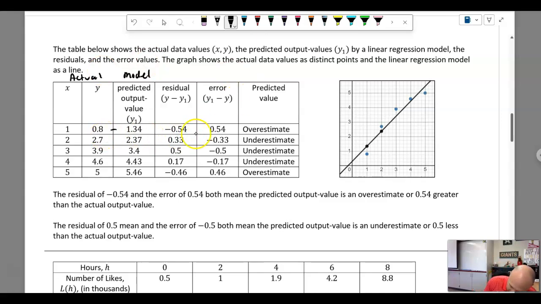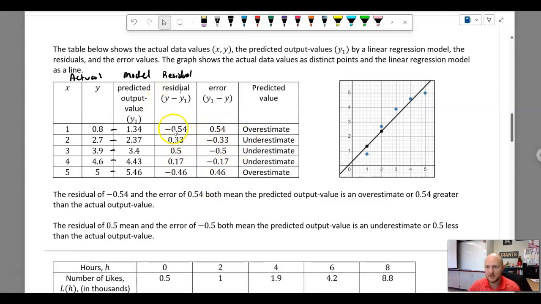If I take 0.8 and I subtract 1.34, we get negative 0.54. If I want the residual for the x value 2, I take the actual data point and subtract the predicted, positive 0.33. So on and so forth. Okay, so that's how we get this next column, this is your residual. And I know I'm kind of double labeling, but that's how we get these values, right? Actual minus predicted. Now, the error will just be the opposite.